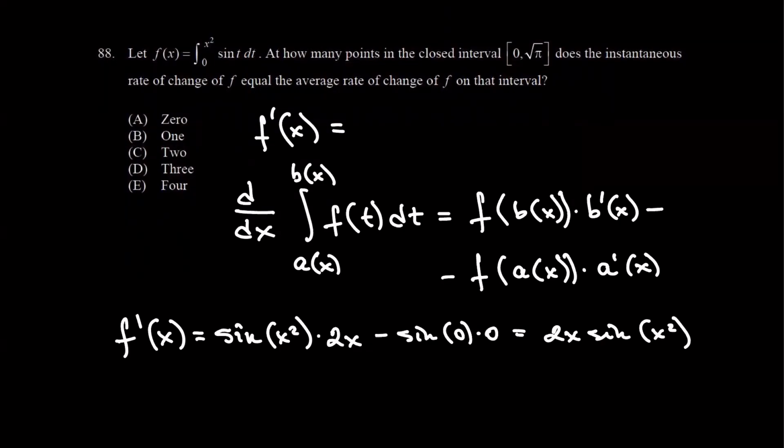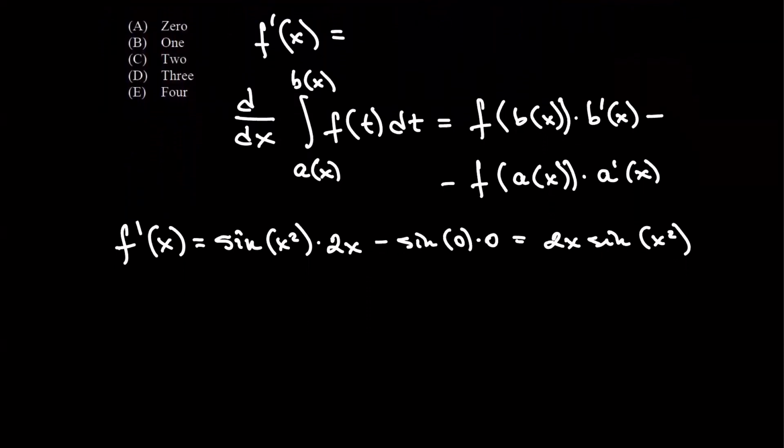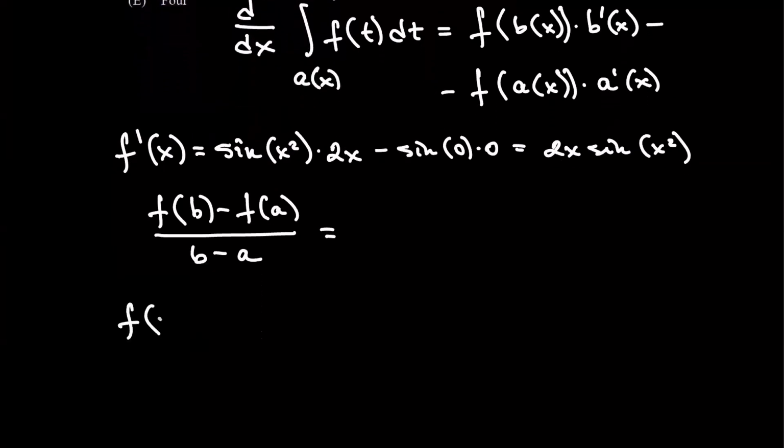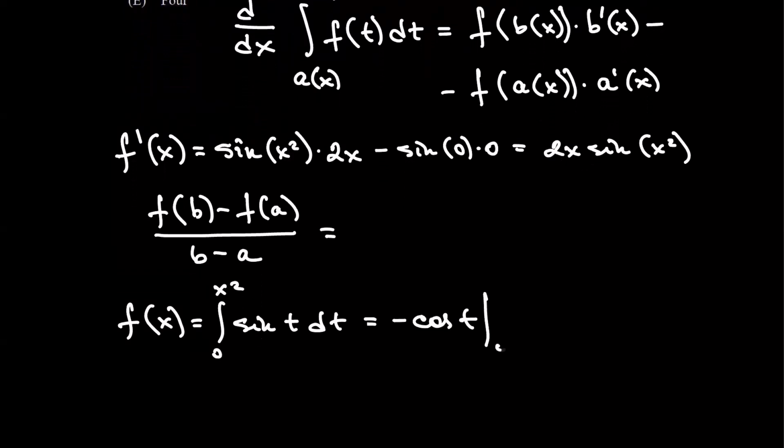And what is the average rate of change of function on this interval? So the average rate of change is equal to f of b minus f of a divided by b minus a. And so before we do that, let's simplify the functional form. So f of x is equal to the integral from 0 to x squared of sine t dt. So let's calculate that, and this integral is simple integral of negative cosine t, where we plug in the value 0 and x squared here. This is equal to negative cosine of x squared minus 1 and minus another negative, so plus 1. So this is equal to 1 minus cosine of x squared.